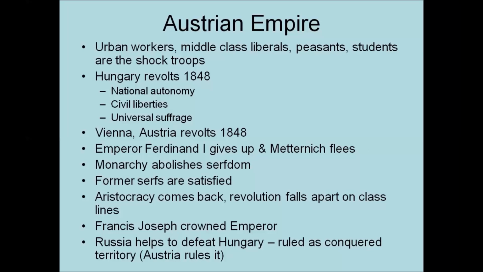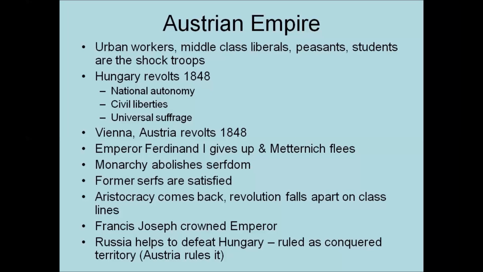So the Austrian Empire is made up of lots of different ethnic groups. And so in Hungary, which is part of the Austrian Empire in 1848, they have nationalist sentiment and they want to have national autonomy. They also want these liberal ideas of civil liberties and even maybe a little bit more socialistic, universal suffrage. So you've got liberals, you've got socialists, and you've got nationalists all getting together to fight against the conservative control of the Habsburg family.